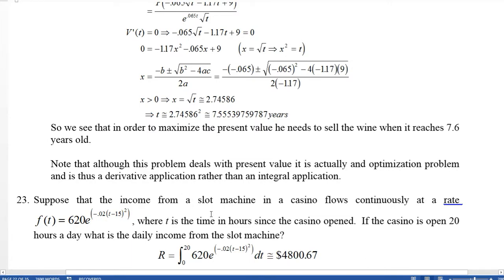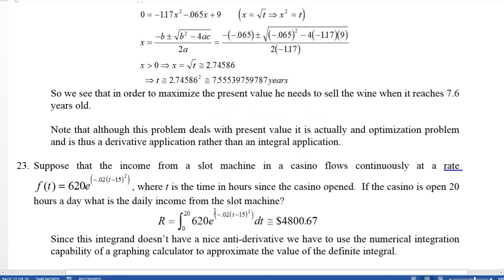Okay, this is the last one I want to do today. Suppose that the income from a slot machine in a casino flows continuously in at a rate of f of t equals 620 e to the negative 0.02 times (t minus 15) squared, where t is time in hours since the casino opened. If it's open 20 hours a day, what's the daily income? That would be from 0 to 20, the income for that day.